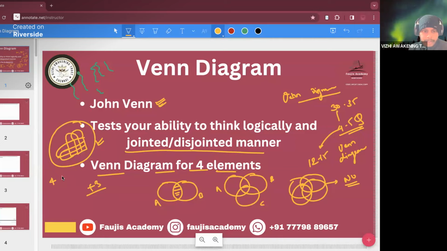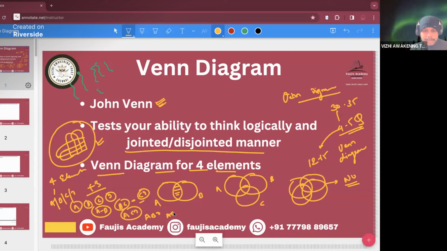Let's say those are A, B, C, and D. You can represent A alone, B alone, C alone, D alone, or AB, BC, or CD, taking two at a time. Or taking any three, ACD, ABD, ABC, taking three at a time. All these you can represent, and all four of them also, ABCD. So that's it, you got to know in a Venn diagram.